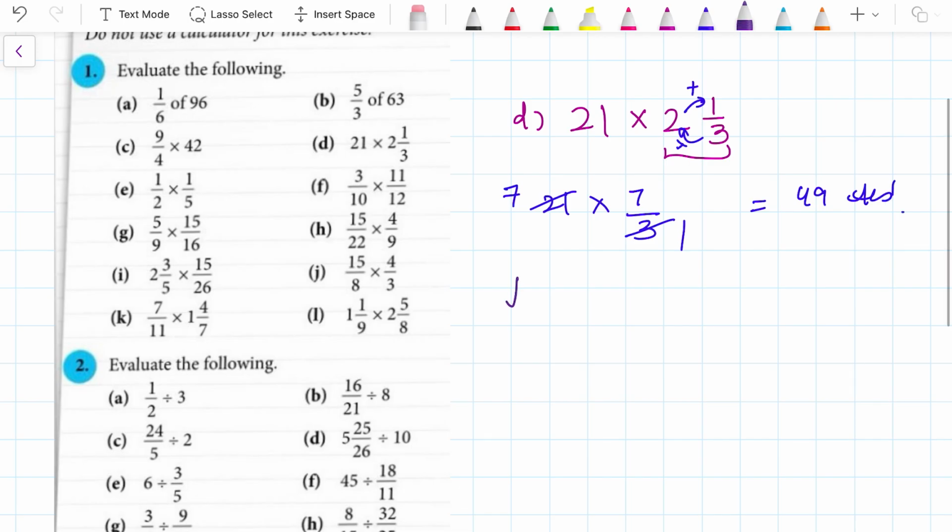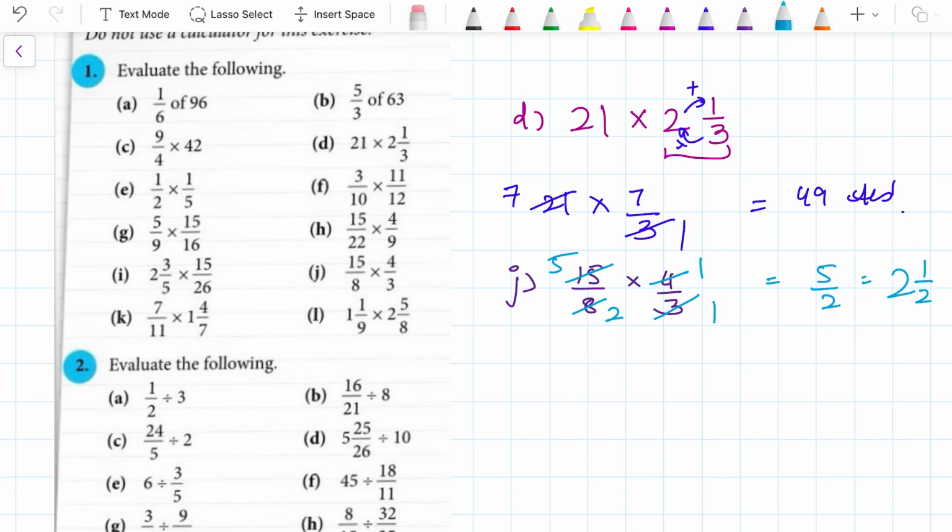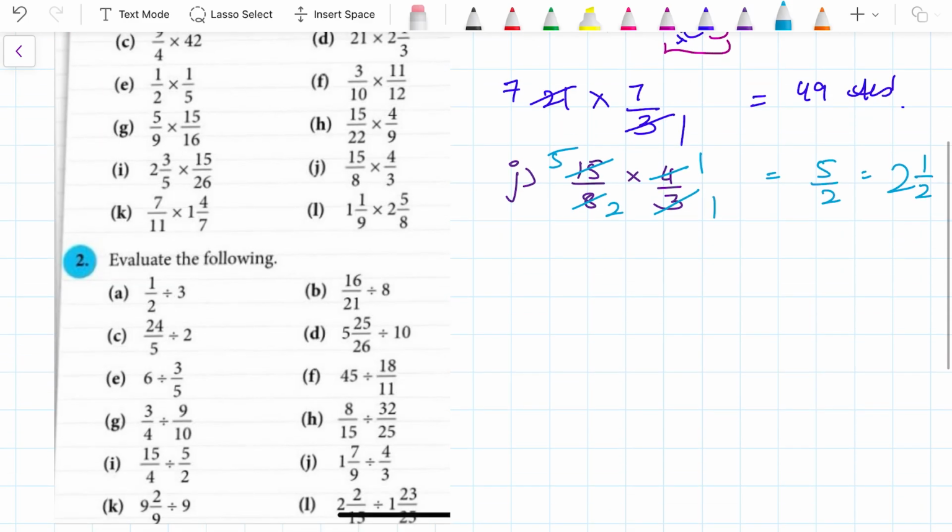Let's do part J. 15 upon 8 into 4 upon 3. Let's do simplification first. 3 times 1, 3 times 5. 4 times 1, 5, 4 times 2. 5 upon 2 converted into a mixed fraction becomes 2 whole 1 upon 2.